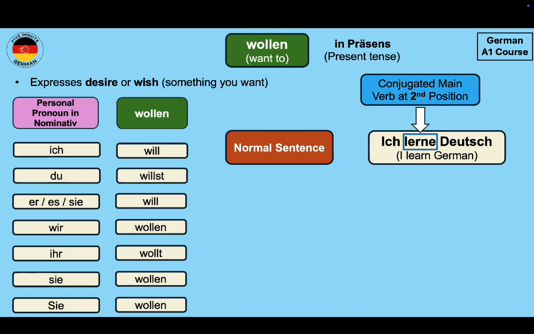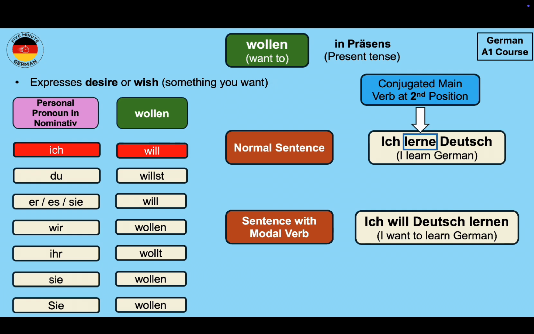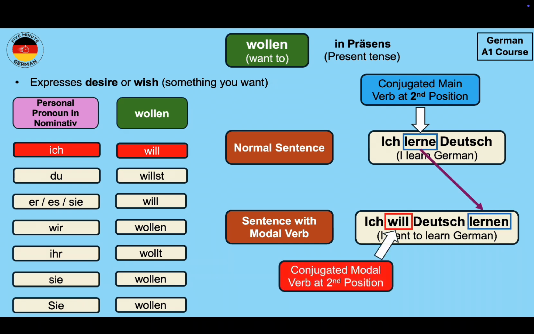Now let's make the same sentence with a modal verb. And since the personal pronoun is ich, so we will use the conjugation will. So the sentence will be Ich will Deutsch lernen. I want to learn German. Now in this sentence, will is the conjugated modal verb which comes at the second position, and lernen is the main verb which has gone to the end of the sentence in the infinitive form. So you see how lerne has been converted to lernen when it is used with the modal verb.